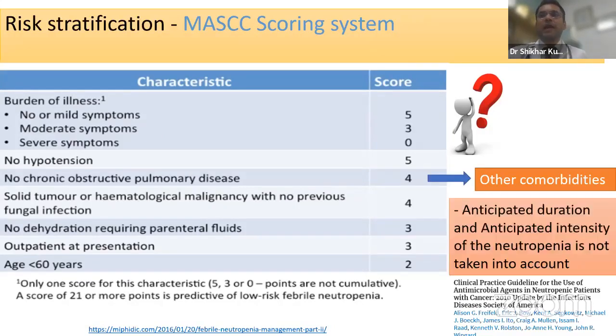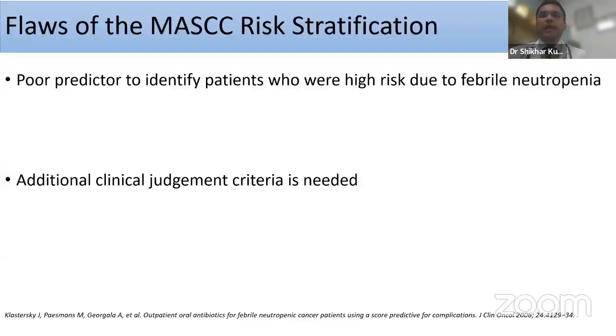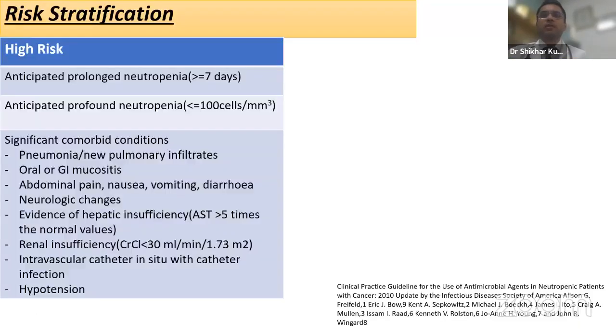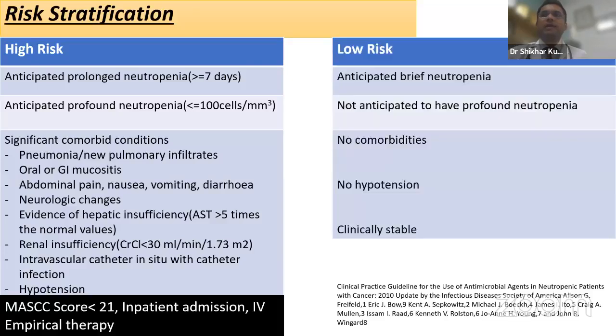But patients who are looking sick, those who have come with mucositis, those who have new infiltrates in the lungs on the CT scan, those who have hypotension, any patient who has a central venous access device, any patient who has profound neutropenia, defined by a neutrophil count of less than 100, these are the patients who would need IV antibiotics and inpatient admission immediately.